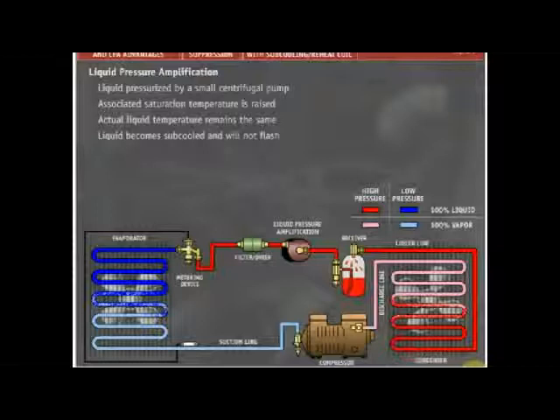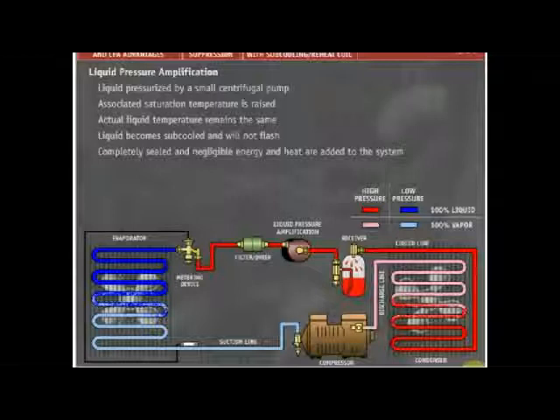Because the liquid centrifugal pump motor is external to the refrigeration system and the impeller is driven by a revolving magnetic field, the system is completely sealed and negligible energy and heat are added to the system. Liquid pressure amplification technology has given refrigeration systems capacity boosts while saving electrical energy.